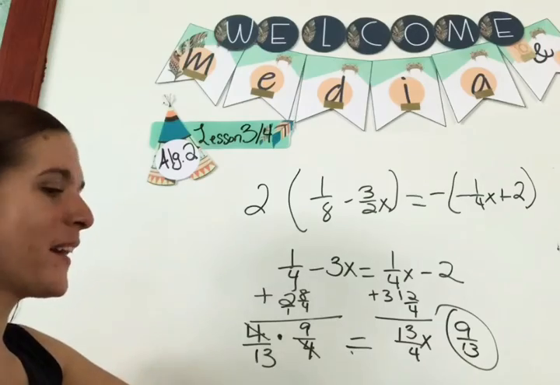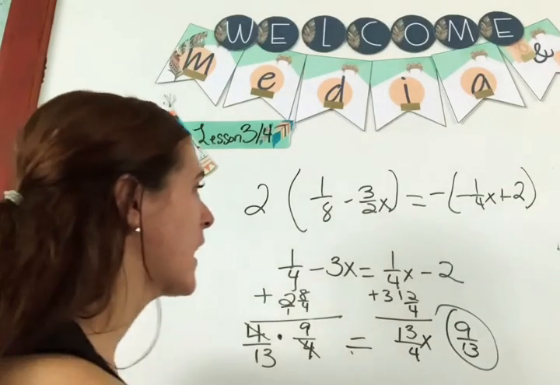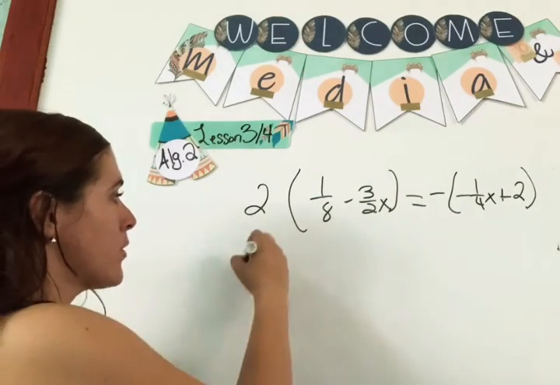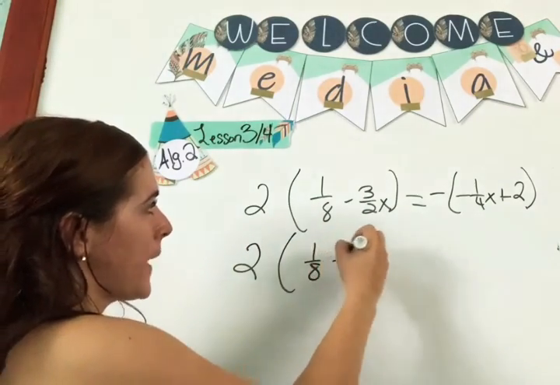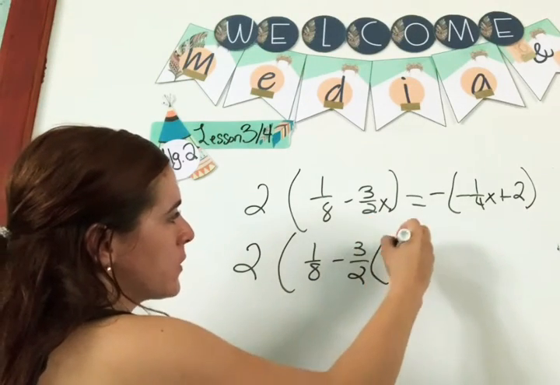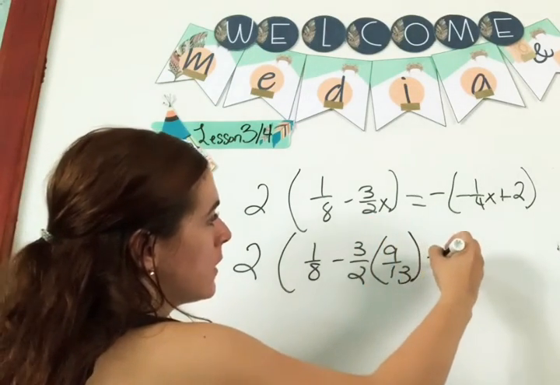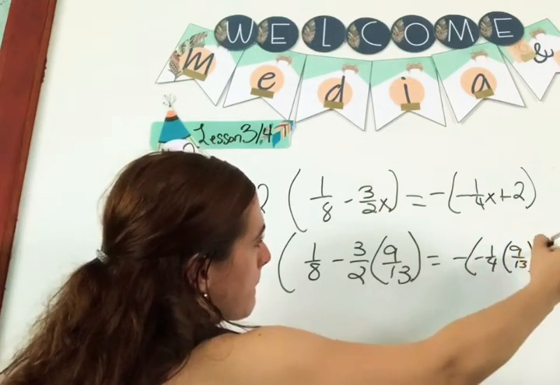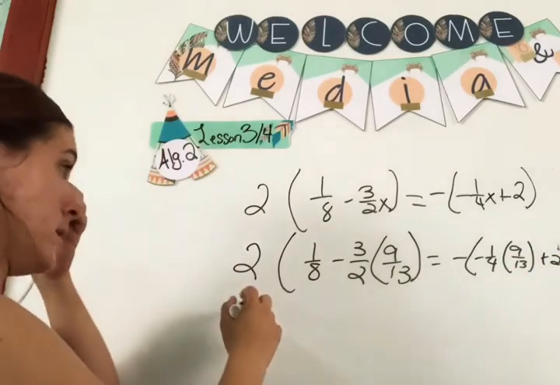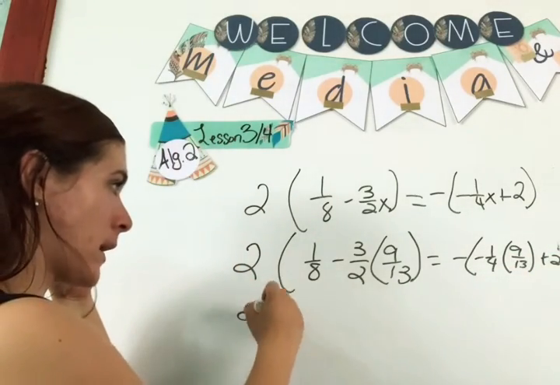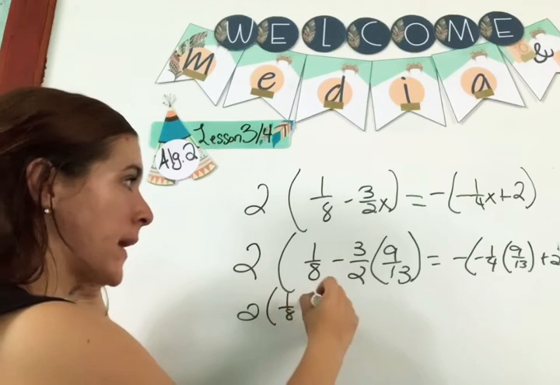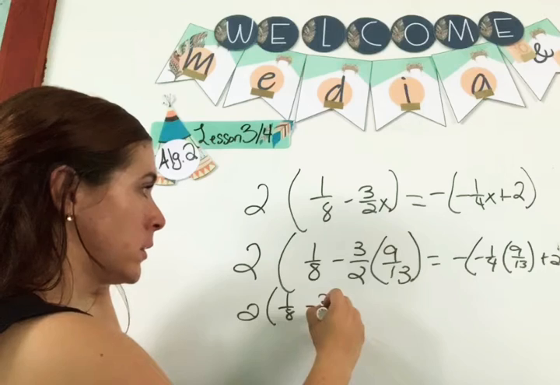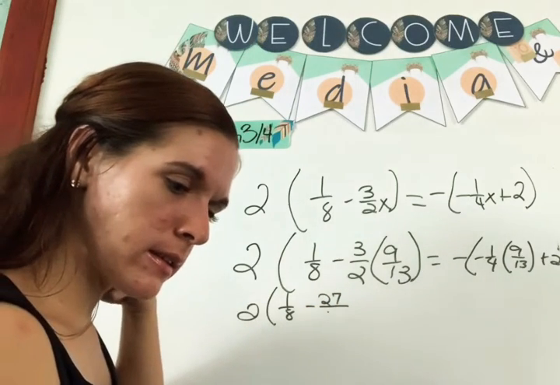The hard part is checking it. So let's check it really quickly. We have 2 times 1/8 minus 3 halves times 9 over 13 equals negative 1/4 times 9 over 13 plus 2. So you've got 2 times 1/8 minus 27 over 26.